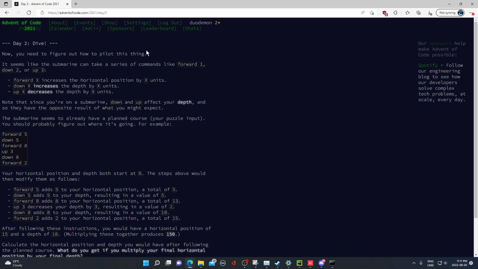Now you need to figure out how to pilot this thing. It seems like the submarine can take a series of commands, like forward 1, down 2, or up 3. Okay, looks like we have to split the strings by the character space. Forward X increases the horizontal position by X units. Down X increases the depth by X units. Up X decreases the depth by X units.